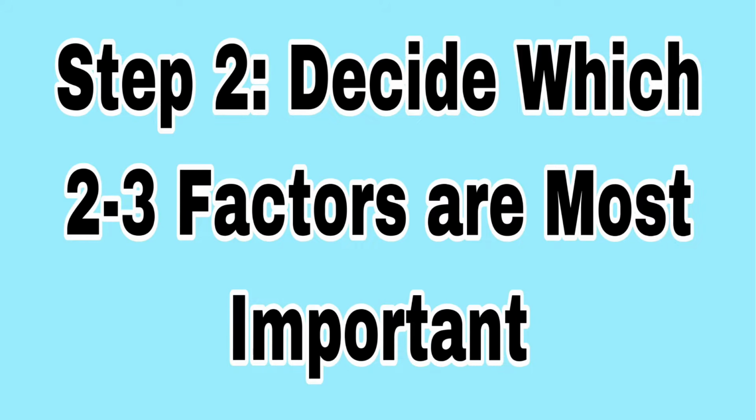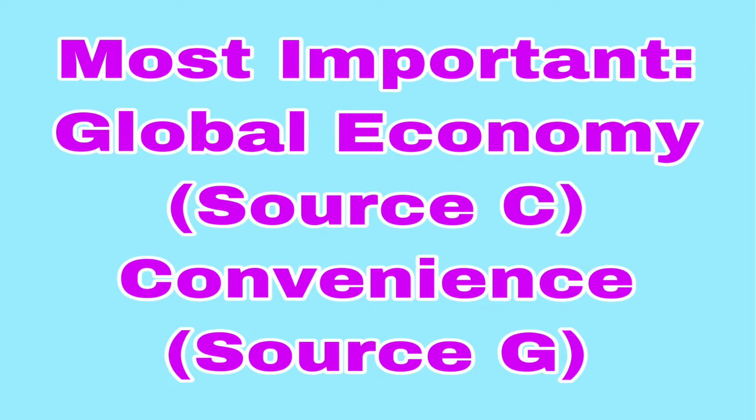So for this, I would choose 2 to 3 factors because you want to have enough to fill your body paragraphs, but you don't want to take on so many things that you struggle to have an evenly written essay. For the purposes of this example, we're going to say that the most important factors are the global economy and convenience. So I've chosen 2 here, and they come from different sources. So I noted the sources, source C for global economy and source G for convenience.